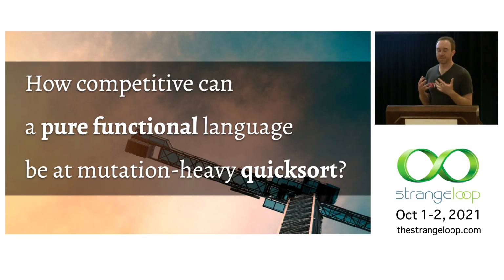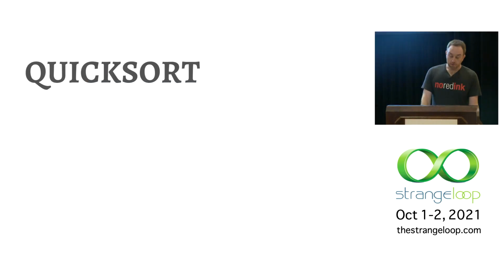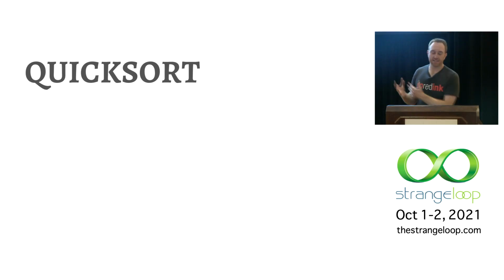And I asked this question, how competitive can a pure functional language be at a mutation-heavy algorithm like Quicksort? Okay, well, let's actually look at Quicksort itself. I'm choosing this because it's a relatively well-known algorithm. Not that it's a thing that people are writing all the time, but we can use it as a proxy for mutation-heavy algorithms in general.